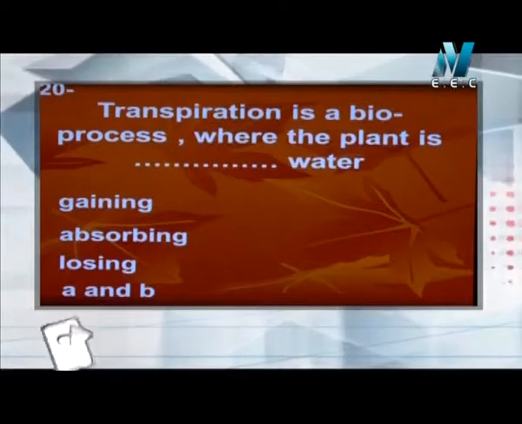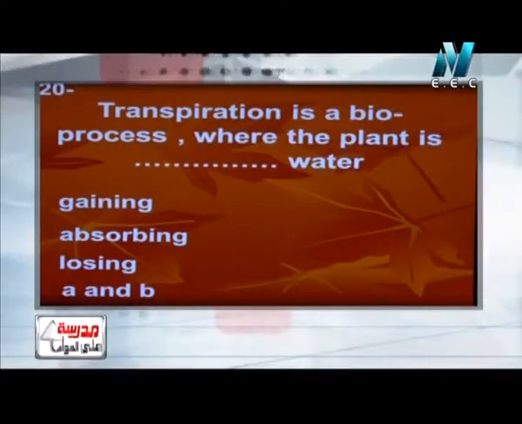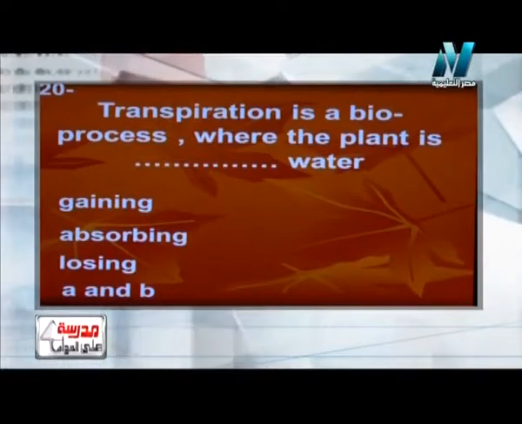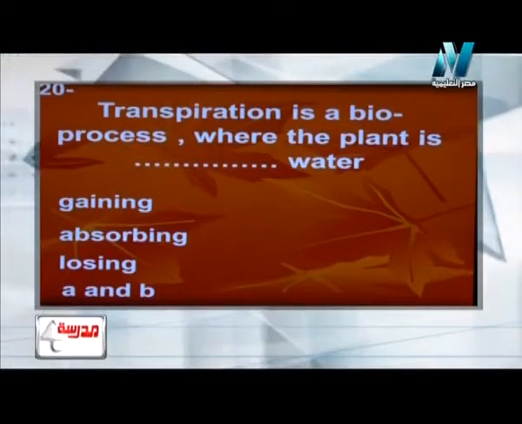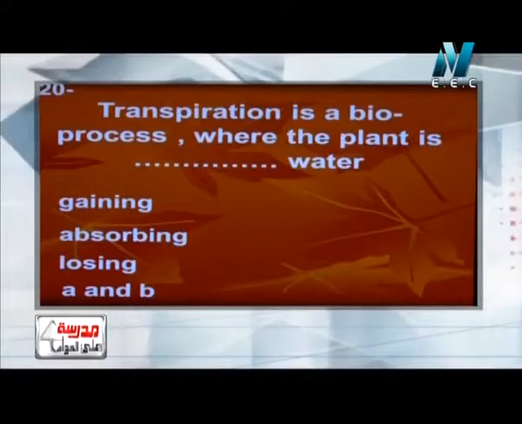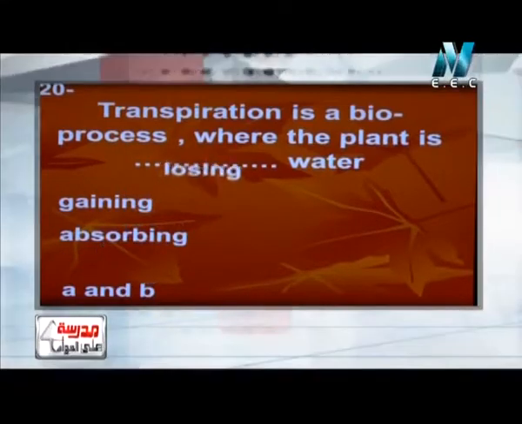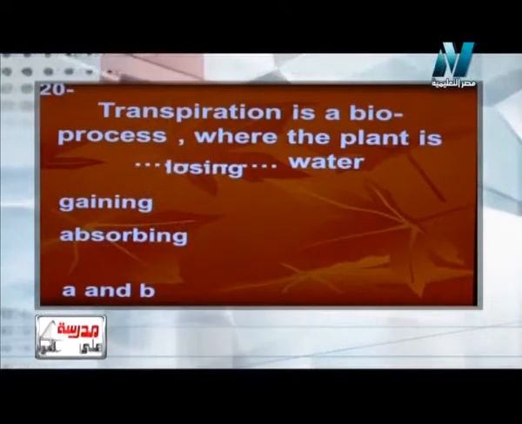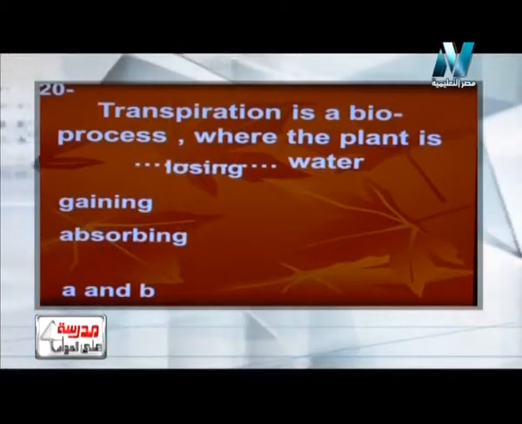So the question says that transpiration is a process where the plant is gaining water or getting water, which is the same meaning, absorbing water, losing water, A and B. Surely we know that transpiration is a process where the plant loses water from what? From holes or from some openings called stomata.